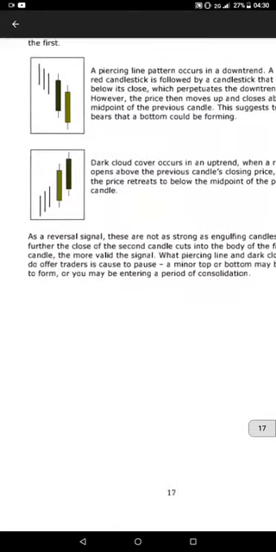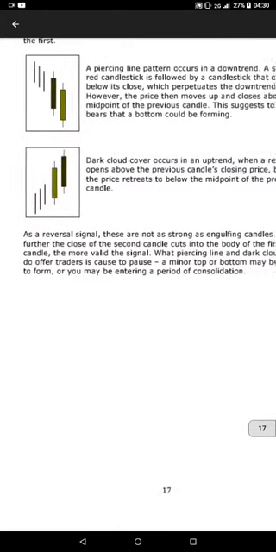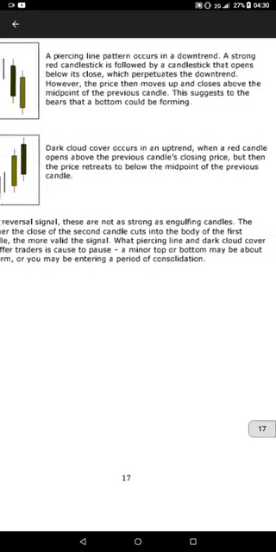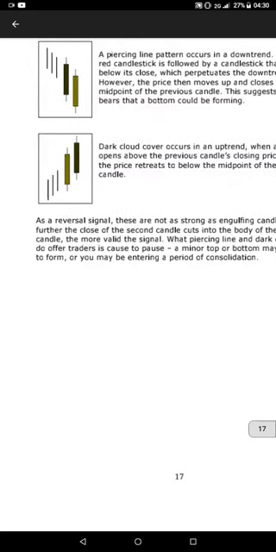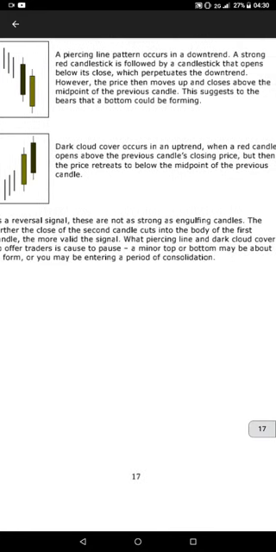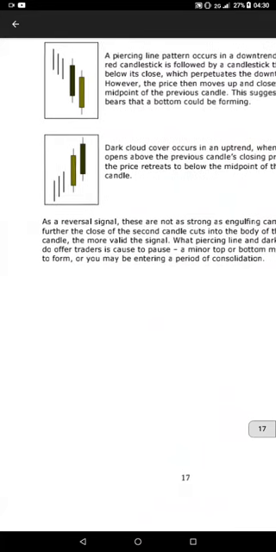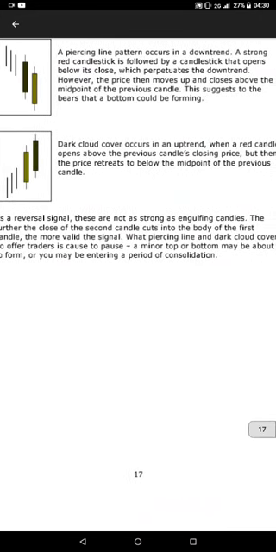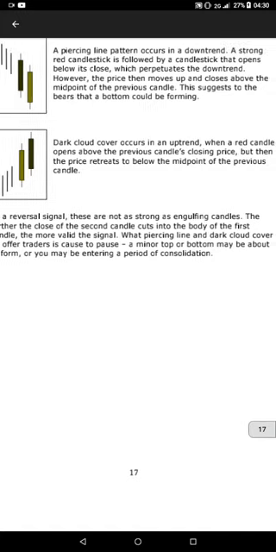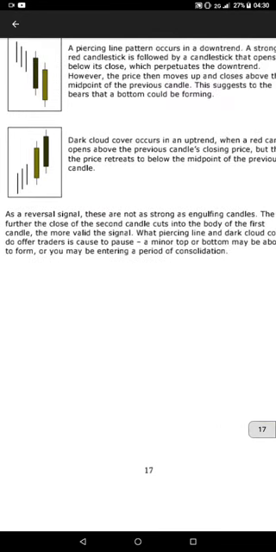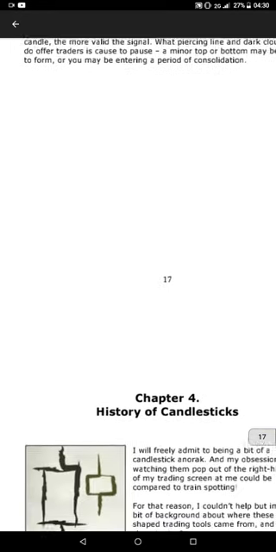engulfing candles. The further the close of the second candle cuts into the body of the first candle, the more valid the signal. A piercing line and a dark cloud cover suggest trading is about to pause: a minor top or bottom may be about to form, or you may be entering a period of consolidation.